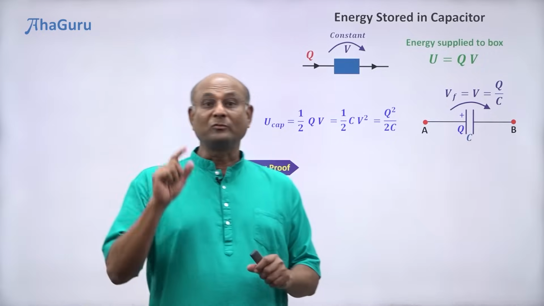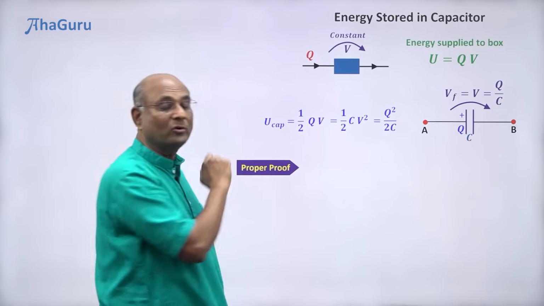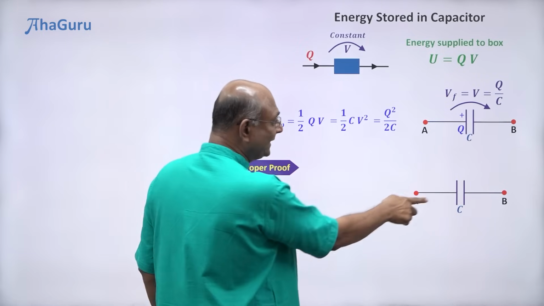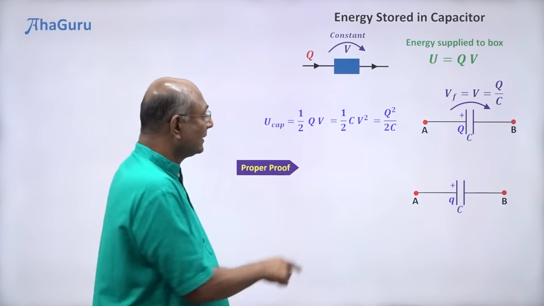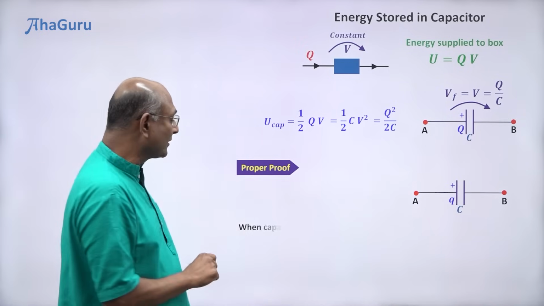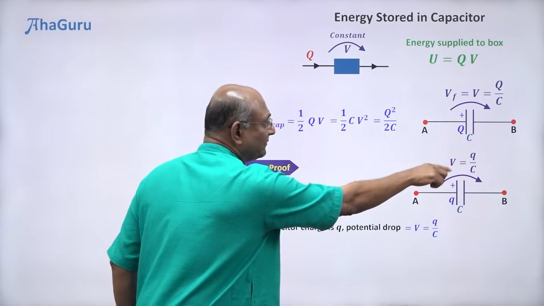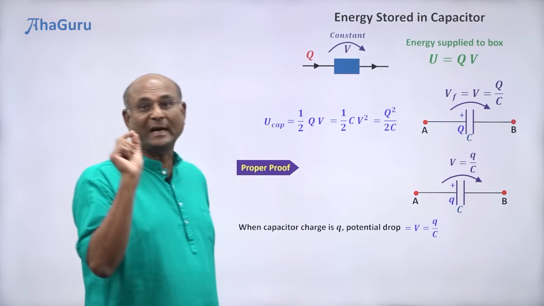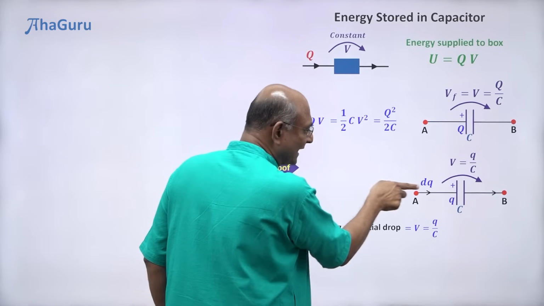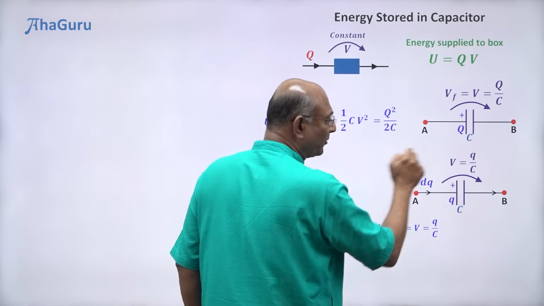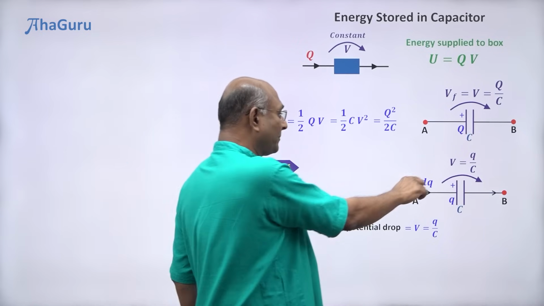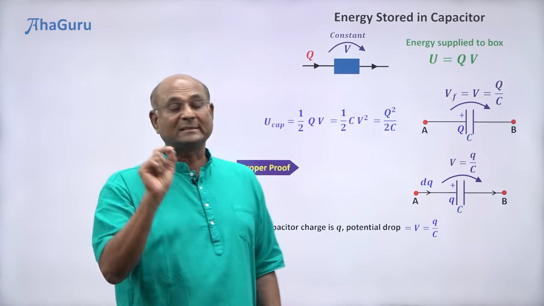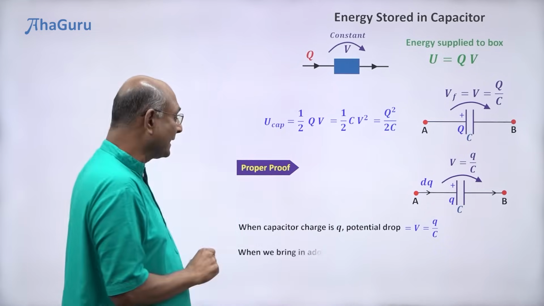Let us now formally prove the formula for the energy stored in a capacitor. I'm going to look at a capacitor that has some intermediate charge small q. Now, at this point, when it has charge small q, the potential drop across it will be q by C. I'm now going to bring a small, tiny amount of charge dq. This is a really small charge, so it does not significantly change the potential drop. So we can treat the potential drop as being constant. That means we can say charge times the potential drop is the energy supplied. This is the incremental energy supplied.